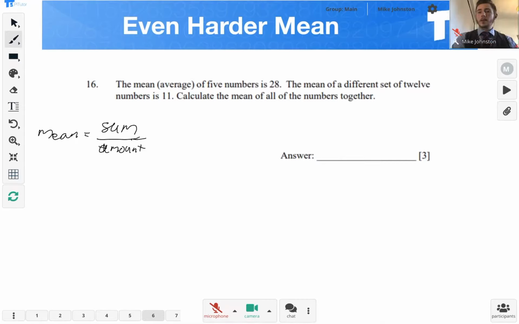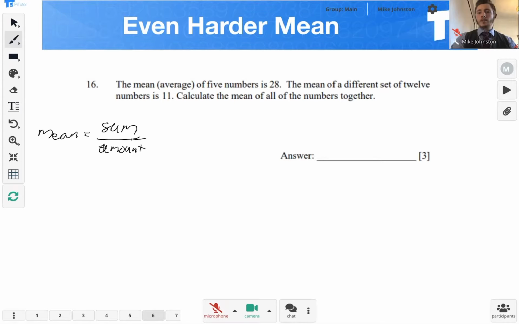Okay, so they've kind of grouped it into two different groups here. So we've got 5 numbers with a mean of 28, and then 12 numbers with a mean of 11. So I'm still going to treat them as separate groups for now, then we're going to bring them all together at the end. So what I'd really like to know is the sum of each of these.